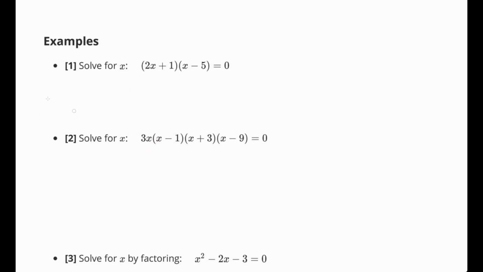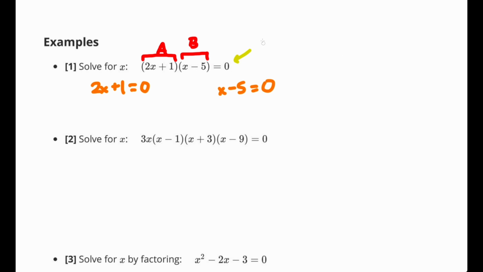Examples. Solve for x. In a way, you can look at this whole thing right here as a, and this whole thing right here as b. So you can set a equal to 0, which is just 2x plus 1 equals 0, and you can set b equal to 0: x minus 5 equals 0. Now you might be thinking, whoa, this is not a quadratic equation. It actually is if you expanded it out. It is even if you don't expand it out, but you can see it in that format if you did expand it out.